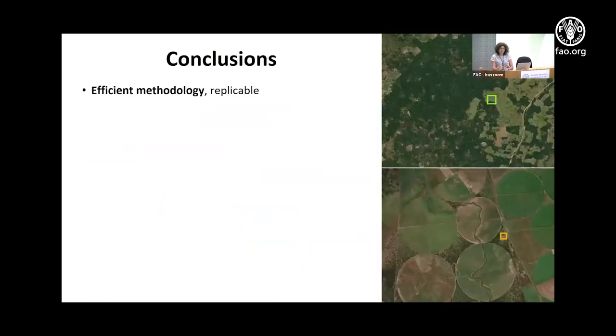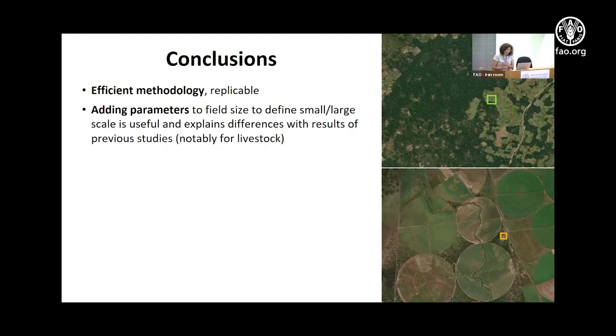The conclusion from the study is that it's an efficient methodology and it's replicable. We did a quality assessment and found that about 90% of the samples were reinterpreted in the same way by different interpreters. We also found that adding parameters to the field sites to define large-scale versus small-scale agriculture is very useful. We need to combine different indicators, spatial characteristics, in order to really classify between these two different agricultural categories.